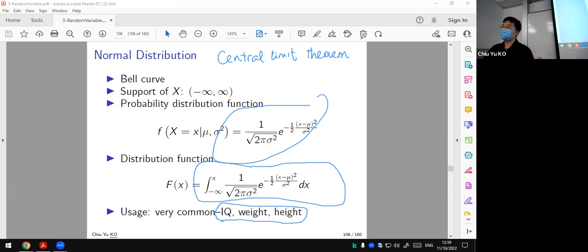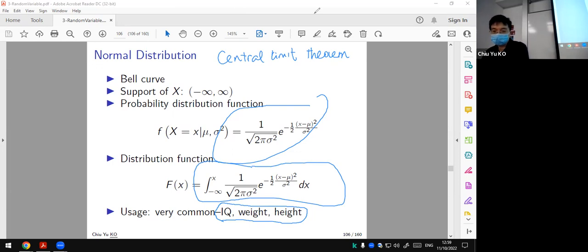So that's why the normal is very useful for the rest of the class. Basically you will see the normal for the whole course after this class. We'll be doing it all the time and making all the assumptions based on the normal. Of course we will elaborate more, but that is the idea for the whole course.